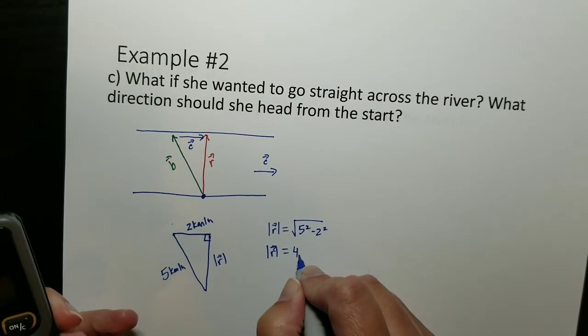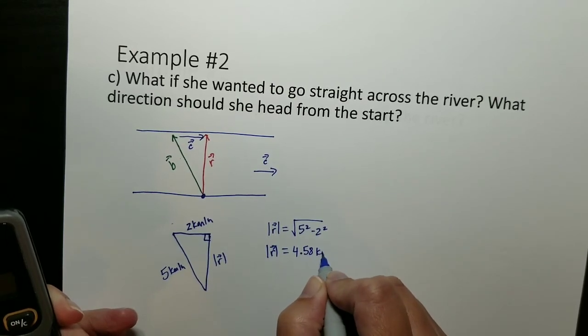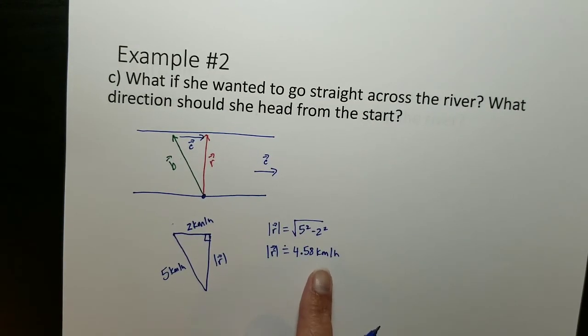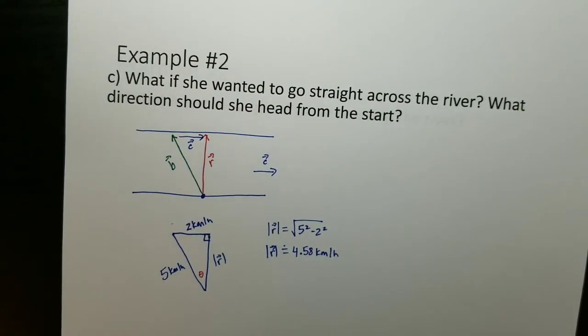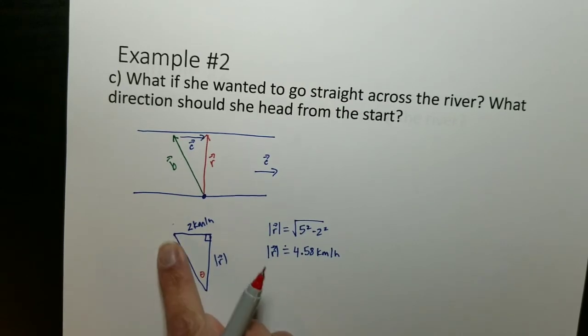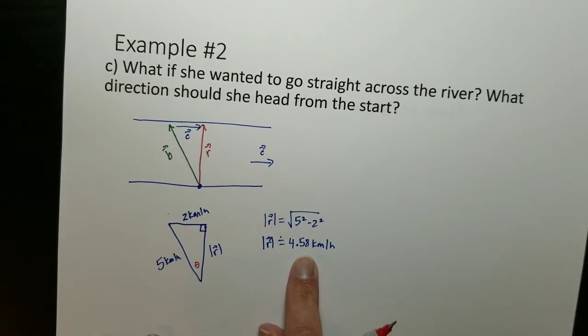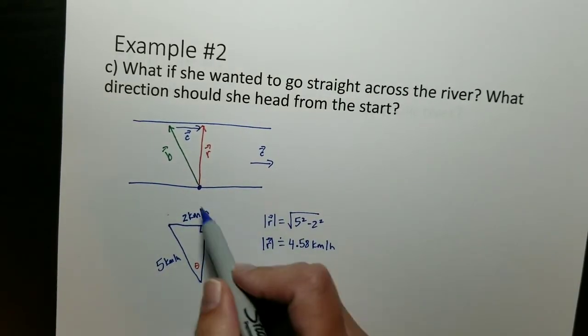So now the resultant is 4.58 kilometers per hour. And we want to know what direction she should have headed from the start. So we want to find that. We want to say what angle should she have headed upstream. And I guess we didn't need the resultant yet. That might be D.